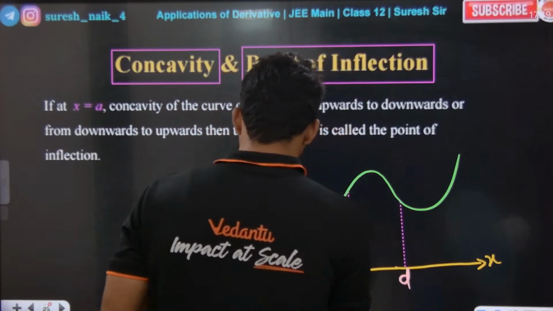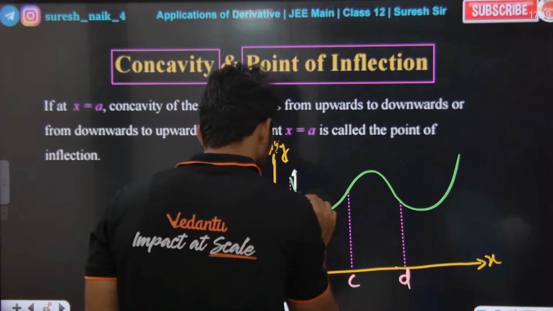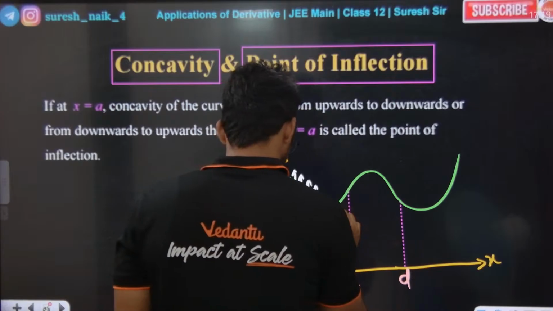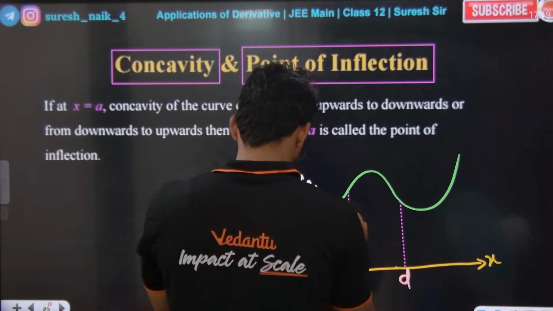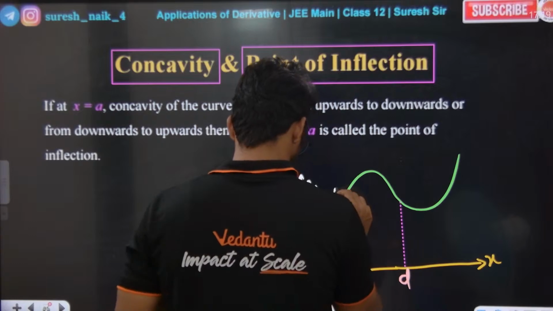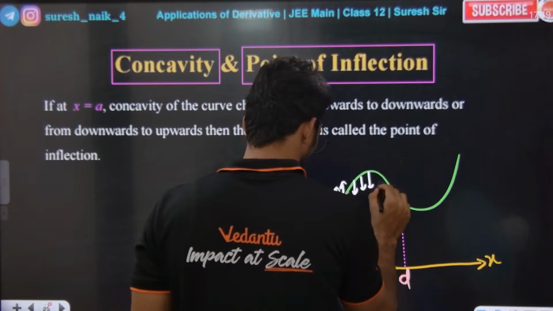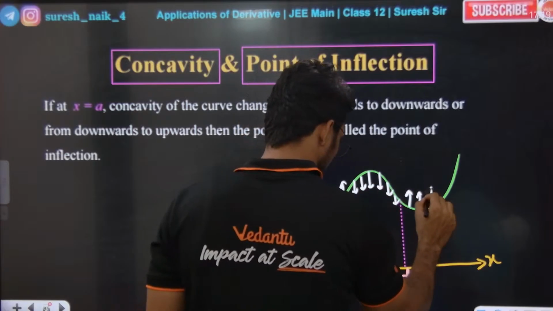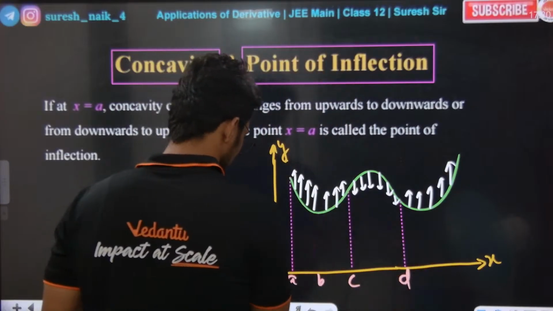Okay guys, you see here the concavity: upward, then again downward, then upward. Please understand what I'm trying to say here. Listen.